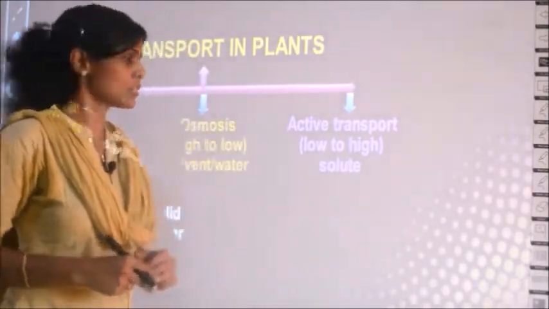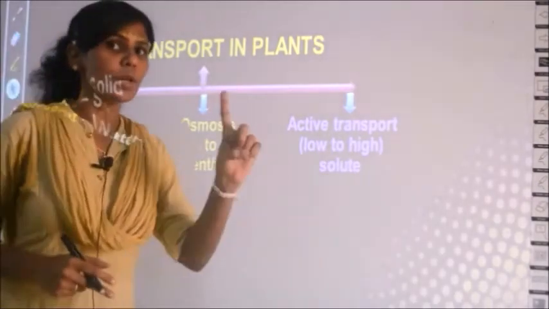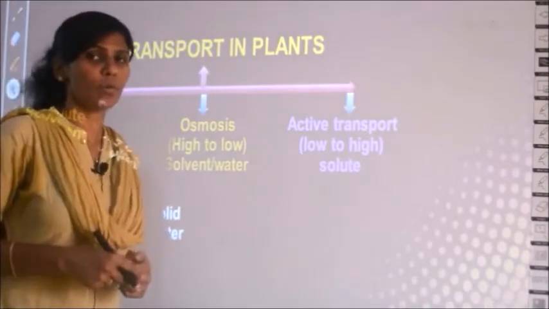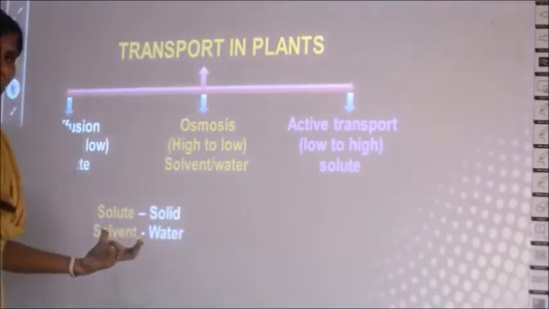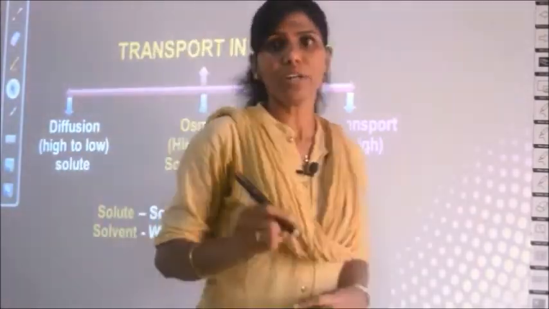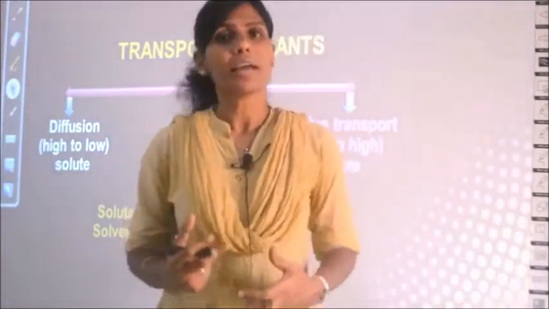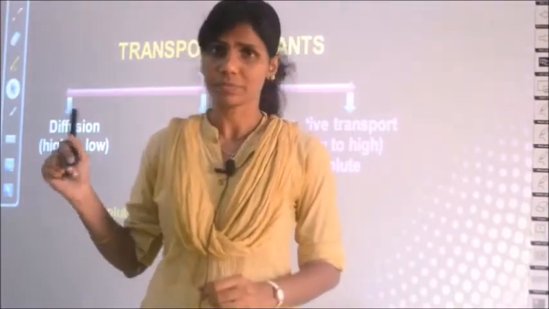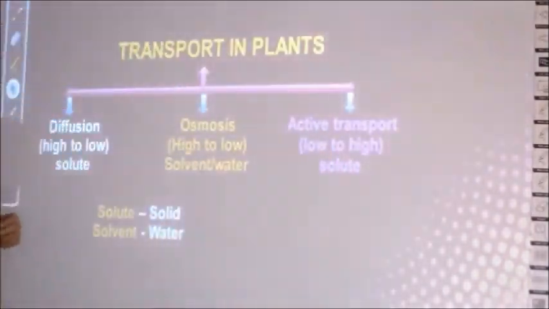Okay, this is the first rule. The second rule: for diffusion and active transport, solute is involved, and in osmosis solvent is involved. This is the second rule. And the third point you should remember is, whenever you hear the word solute, it means solids. Whenever you hear the word solvent, it means water or any other liquid. So are you clear with these three? Have you memorized this? Now I'll explain, and you will understand the concepts better.